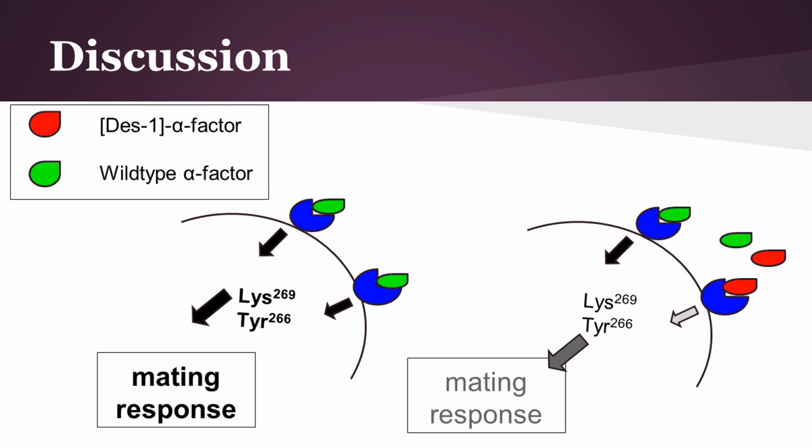Our hypothesis that the mating response of the alpha factor with DES1 alpha factor would be reduced compared to the alpha factor alone was supported by the trends in the assays. Although these trends didn't reach statistical significance, that all three of the assays had the same trends increases our confidence and makes us believe that these trends are biologically significant.